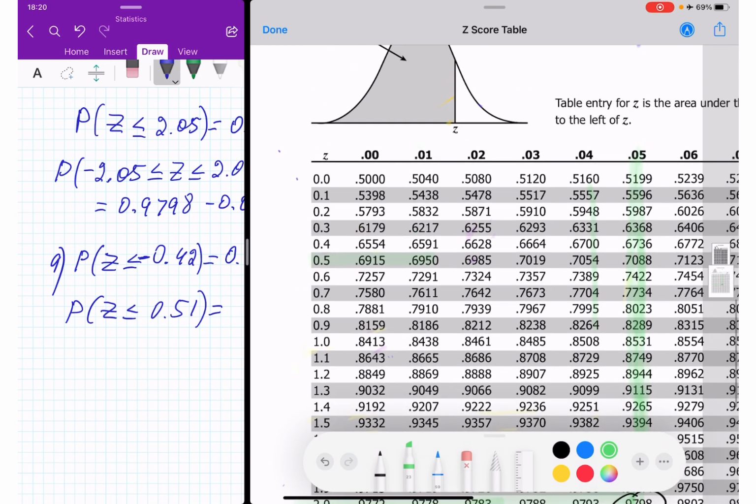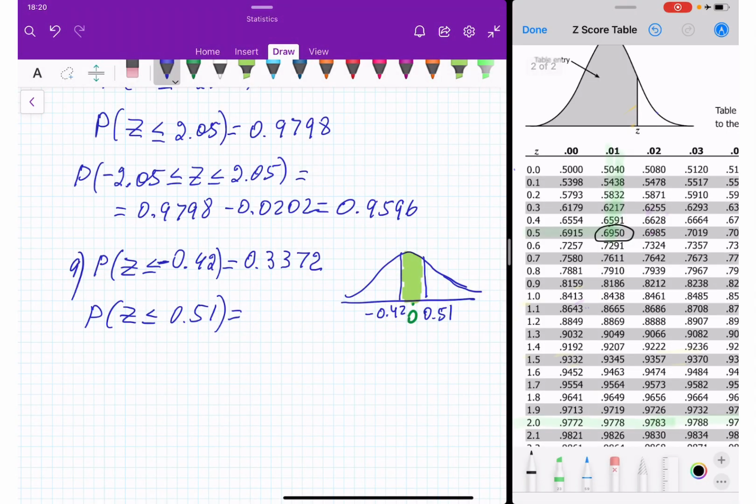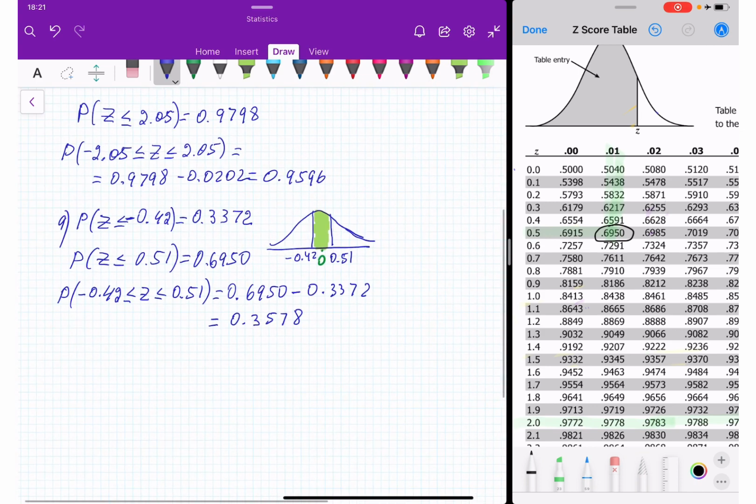Now z-score less than or equal to 0.51. This is going to be 1. So the solution here is 0.6950. So the probability for z-score greater than negative 0.42 and less than or equal to 0.51 is going to be equal to 0.6950 minus 0.3372, and the result is going to be 0.3578.